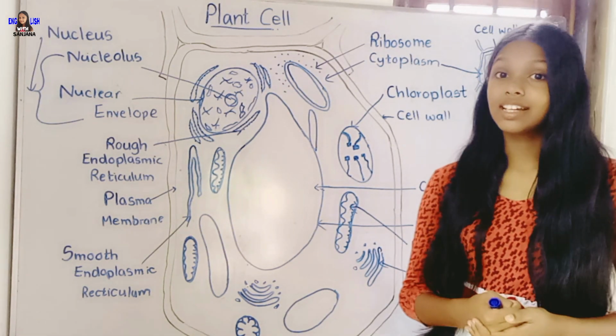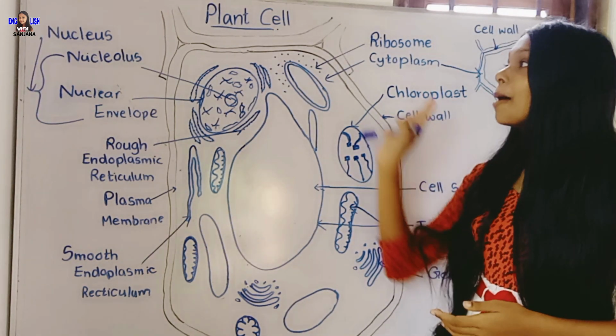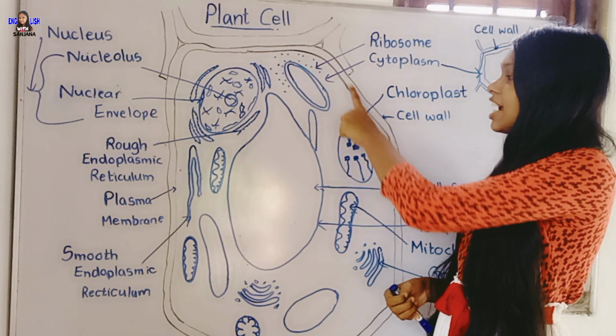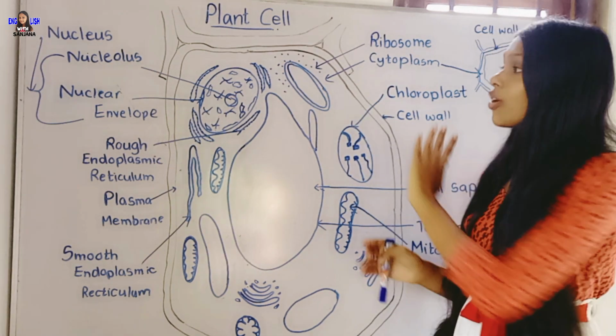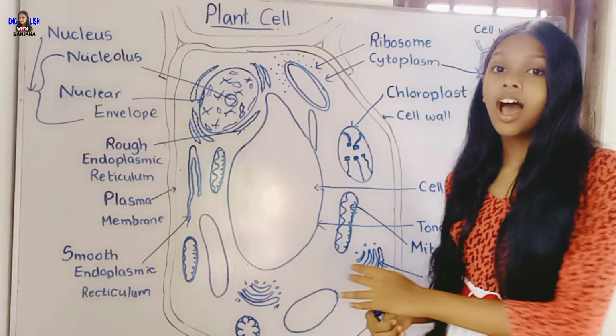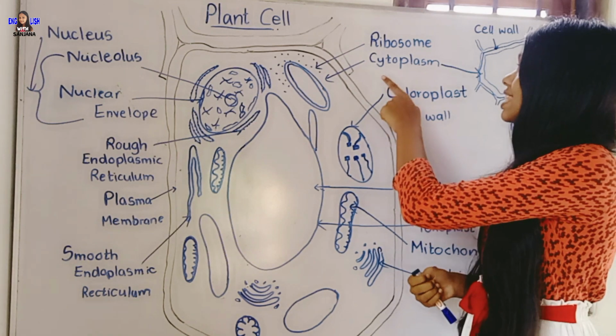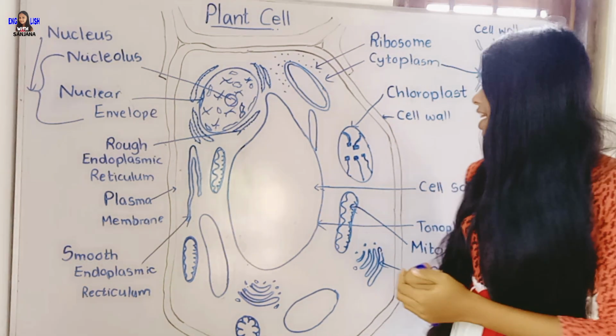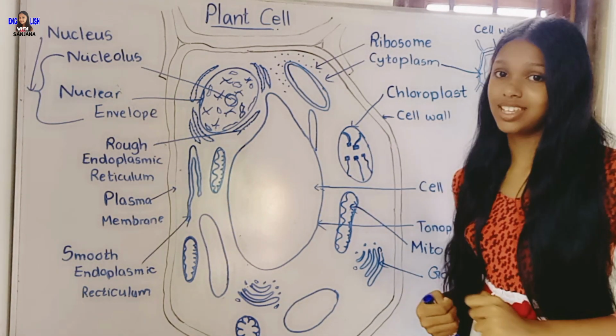Now let's look at the parts of this plant cell. Ribosome, cytoplasm. All the organelles in the plant cell are submerged by the cytoplasm. The cytoplasm is located between the cell membrane and the tonoplast.